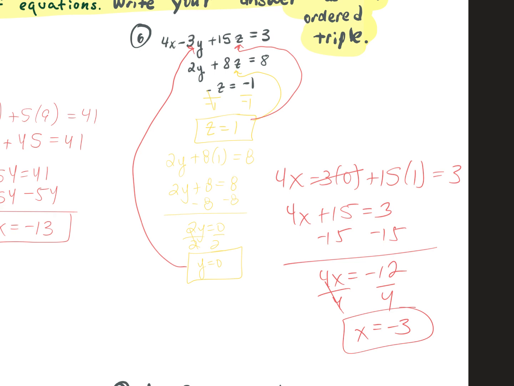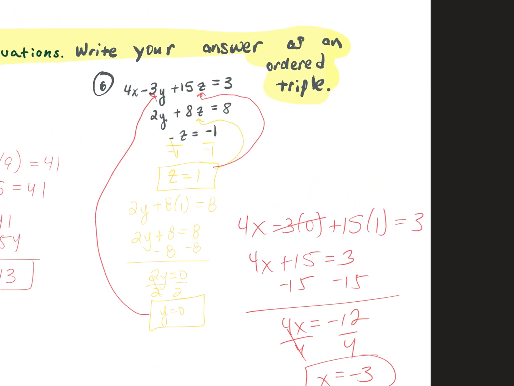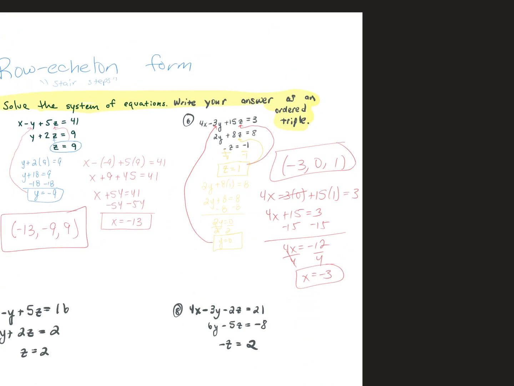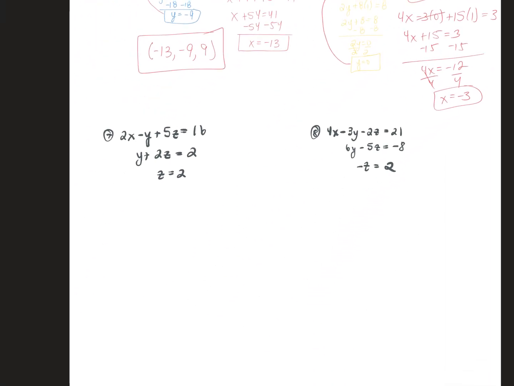So how do I write my ordered triple? Negative 3, comma 0, comma 1. Perfect. Is this crazy hard? No. That's why we did this today. 2 more, and then we're done.